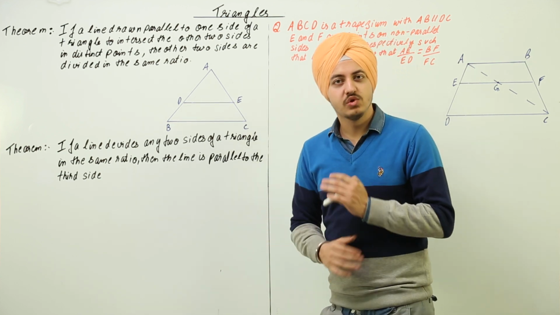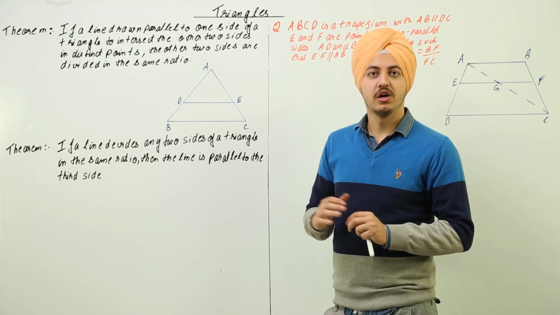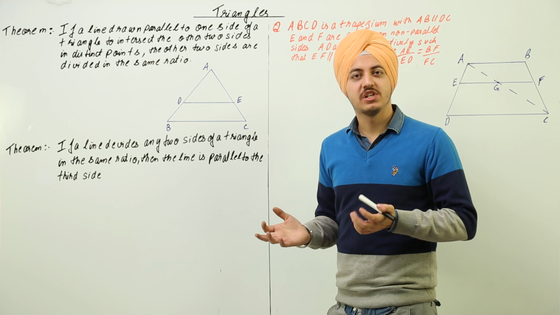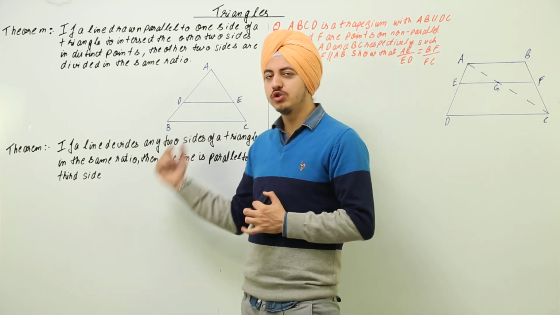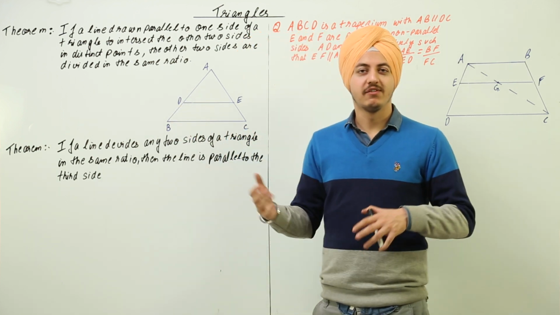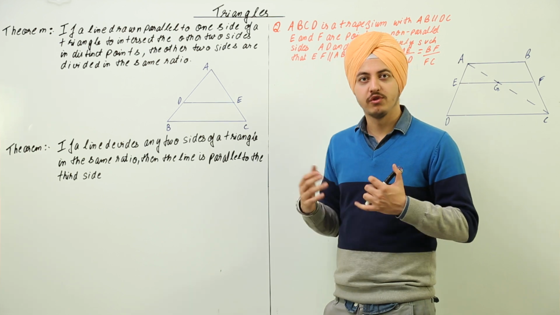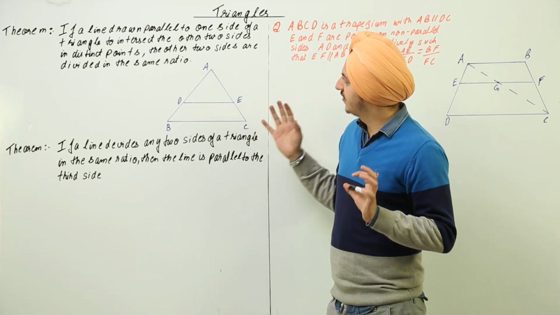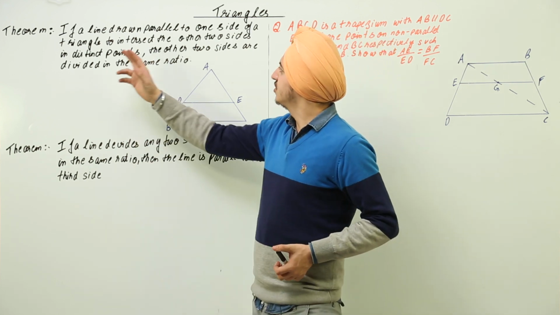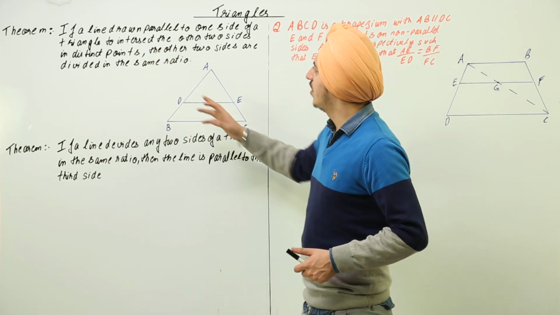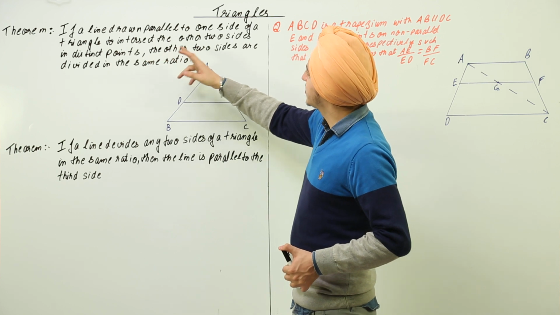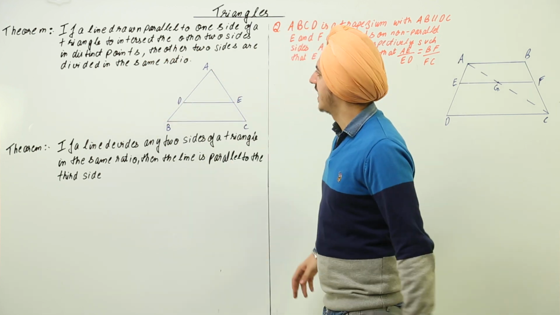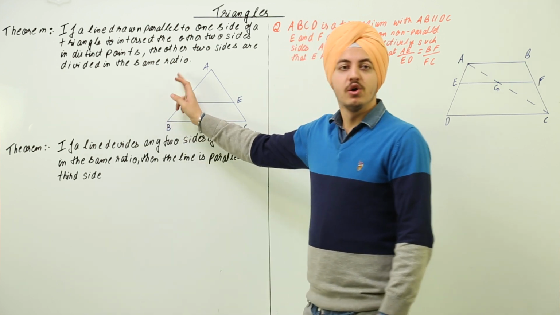So now we will use these triangles and go on to their similarities. Before we start with the similarities of triangles, there are two theorems that you need to understand, and we will use these two theorems to solve a few very basic questions. The first theorem says, if a line is drawn parallel to one side of a triangle to intersect the other two sides in distinct points, the other two sides are divided in the same ratio.